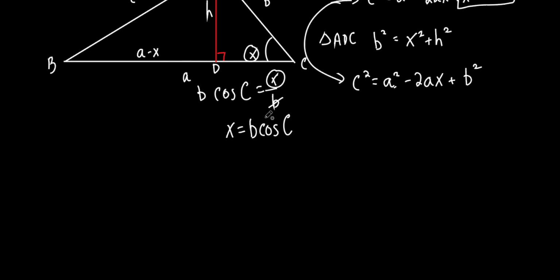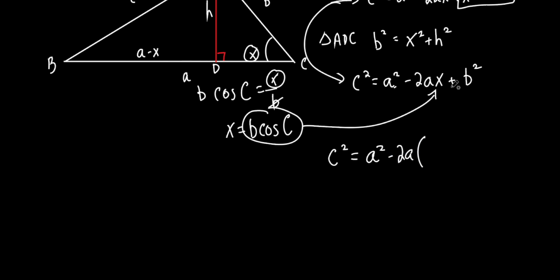So what we're going to do is we're going to take this and replace it with that x right there. We're going to take that x out. We're going to put what it's equal to. All right, so we get c squared equals a squared minus 2a, now it's times x. What is x equal to? It's equal to b times the cosine of c. And then you got to write the rest of it as well, plus b squared.